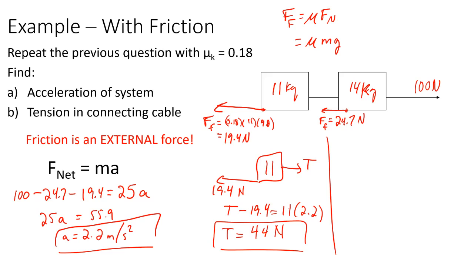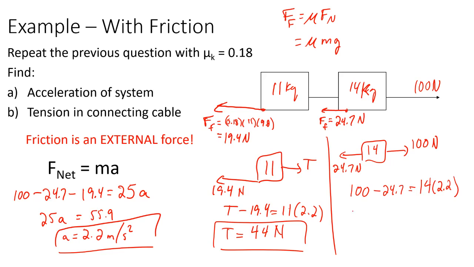Just for fun, I'm going to show this for the 14 kilogram mass. On the 14 kilogram mass, we'll have 100 newtons pulling to the right. We'll have this force of friction of 24.7 newtons pulling to the left. So my F net equals MA. I'm going to put in some numbers: we have 100 pulling to the right, 24.7 pulling to the left, and the mass being accelerated with those forces is 14 kgs times the acceleration of 2.2.